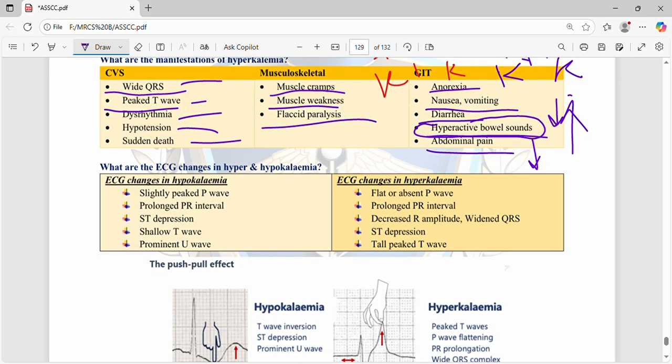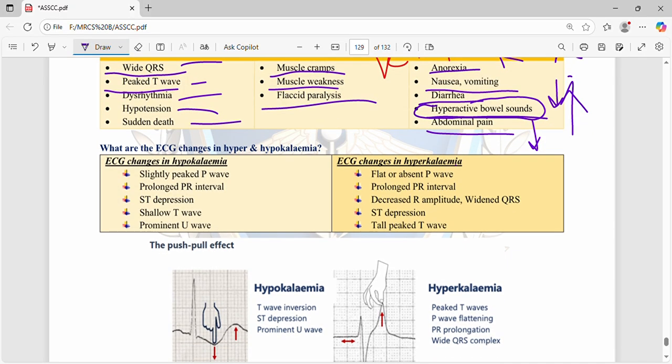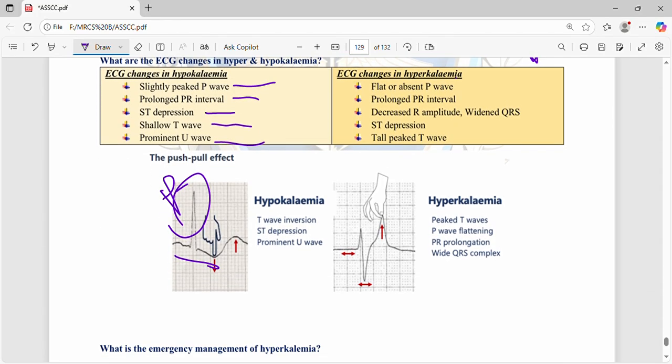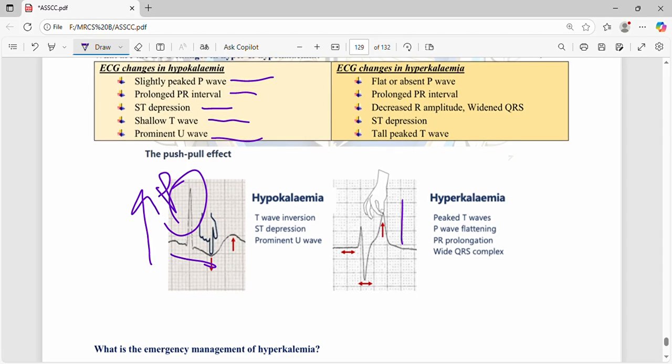What are the ECG changes in hyper and hypokalemia? So ECG changes in hypokalemia: slightly peaked P waves, these P waves will be peaked. Prolonged PR interval, ST depression, shallow T waves, and prominent U waves. So if you push here, depress the T waves or ST depression, there will be a pull effect on the P wave, and if you pull here, there will be a push on it or loss of P wave. So flat or absent P wave, prolonged PR interval.